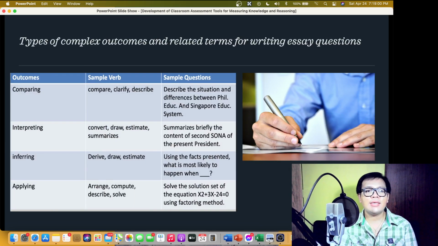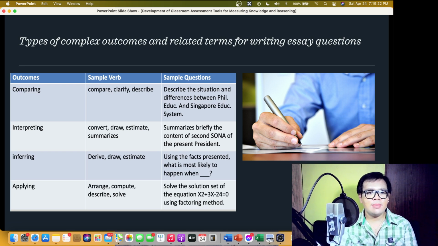So, types of complex outcomes and related terms for writing essay questions. There are three columns as you can see in the table. It has the outcome, sample verb, and sample question. See, for example, the outcome is comparing. The verbs that could be used are compare, clarify, discuss. Sample question could be: describe the similarities and differences between the Philippine education and Singapore education system.